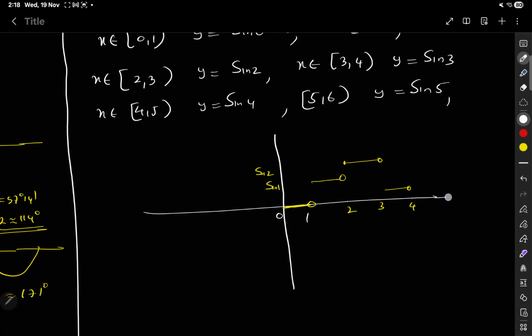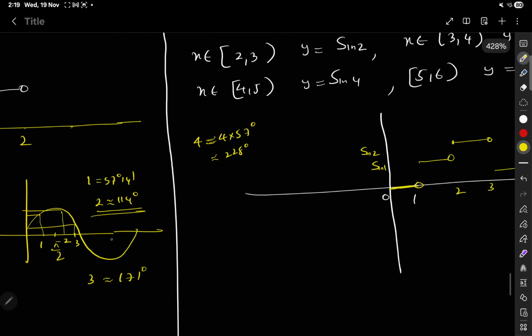Now 4 to 5, what will happen? Left side you should draw by yourself. 4 to 5, this is 5. It is sine 4. Sine 4, 4 means 4 into 57, approximately. So it is 228. 228 is, when you look at this, here you have 270 degree. This is your 4. What will be 5?